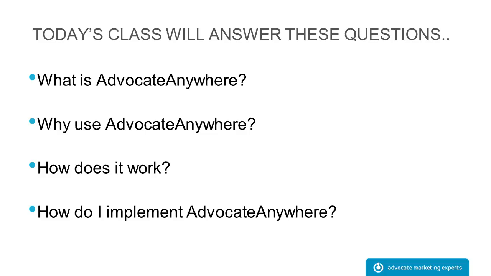So let's get right into it. In today's class, like I said, I wanted to clear up some of the issues or confusion around AdvocateAnywhere. And so we'll begin by answering these questions. What is AdvocateAnywhere? Why should I use it? How does it work? And finally, how do I implement AdvocateAnywhere? By the end of today's class, you'll be able to answer all these questions, and hopefully you'll put it into practice.